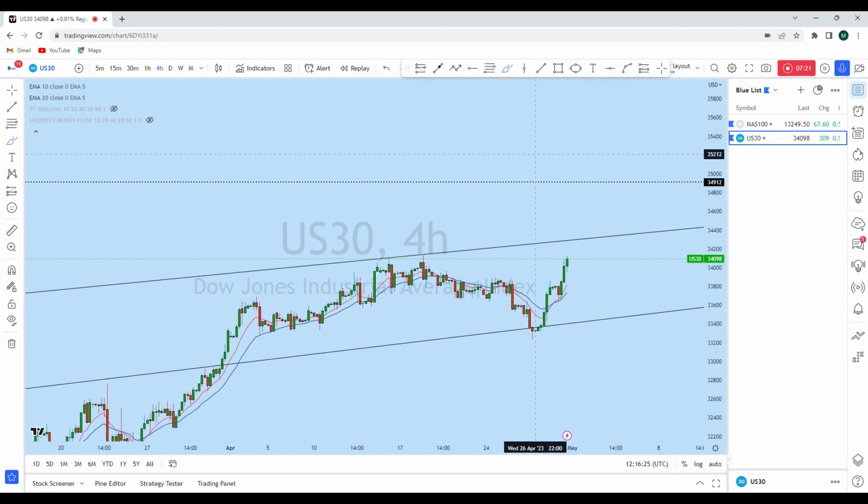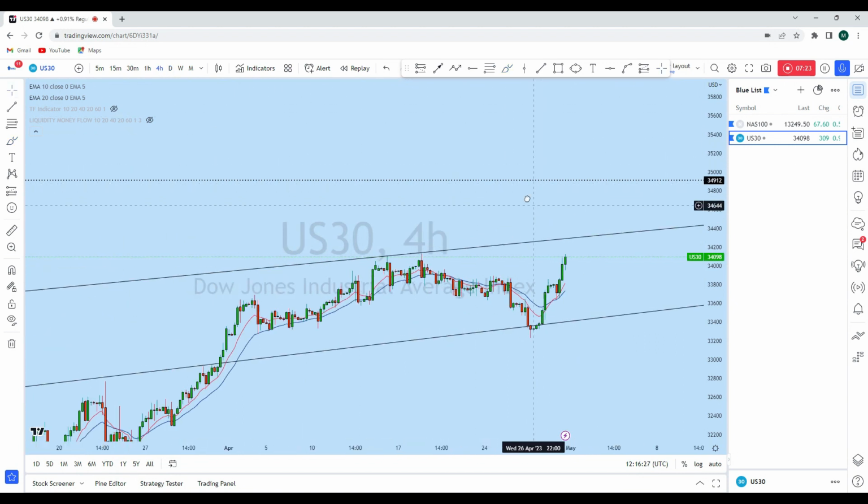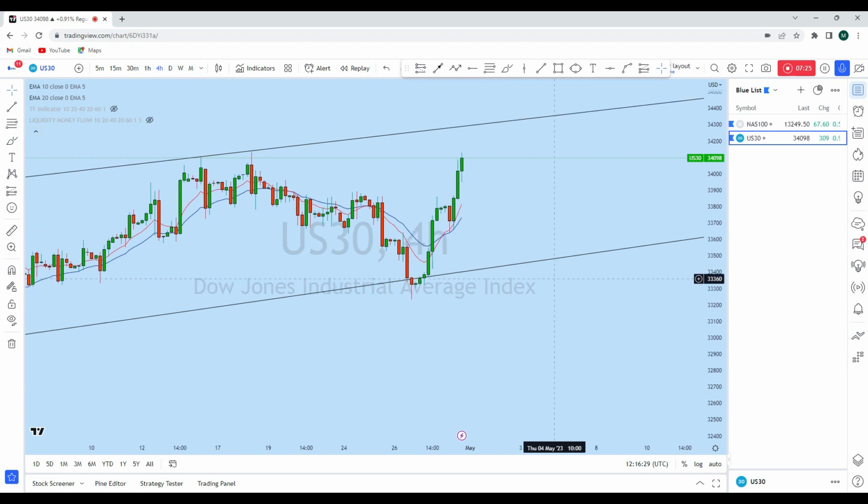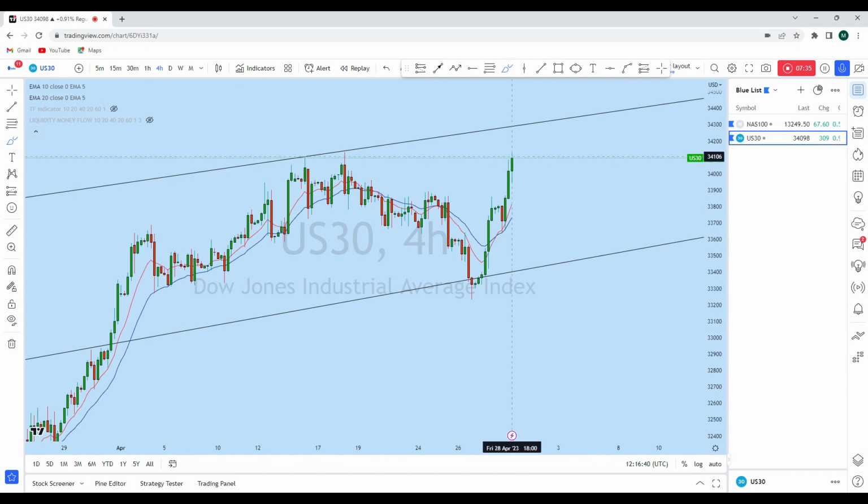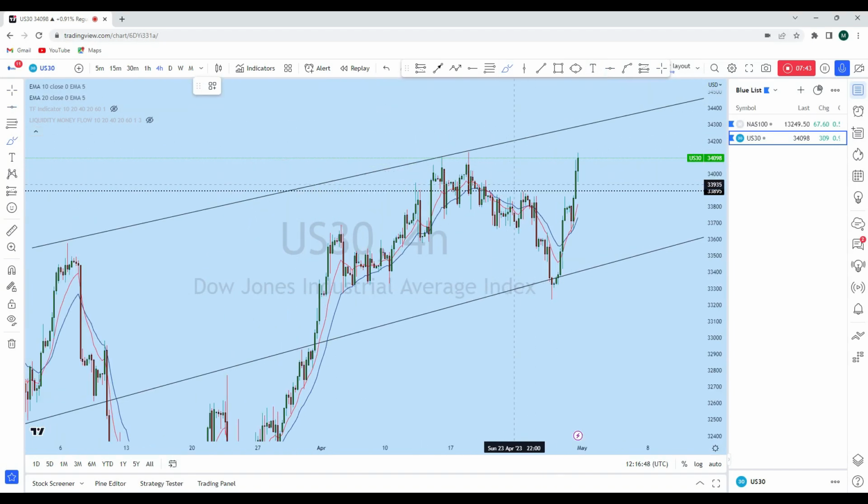Now if we look at this local structure, we see there is already an impulse started here. With this impulse and correction, the market has formed an inverted head and shoulders, and the price has broken to the upside. We will be waiting for another pullback along this zone, or even, as you can see, this is the previous resistance zone here on US30.